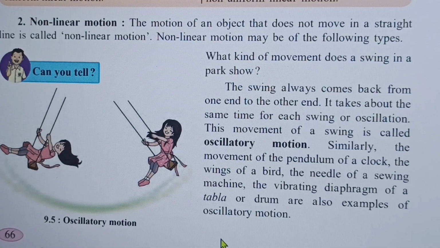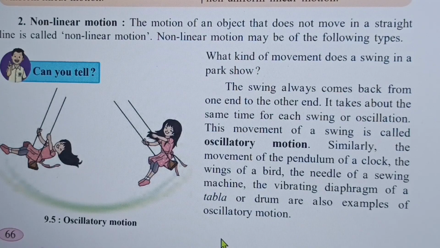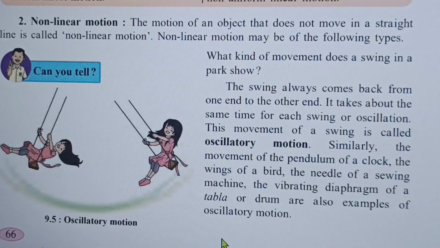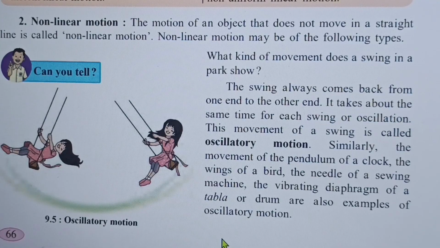A swing always comes back from one end to the other end. It takes about the same time for each swing or oscillation. This movement of a swing is called oscillatory motion. The movement is happening in the same time. Similarly, the movement of the pendulum of a clock, wings of a bird, needle of a sewing machine, and the vibrating diaphragm of a tabla or drum are all examples of oscillatory motion.